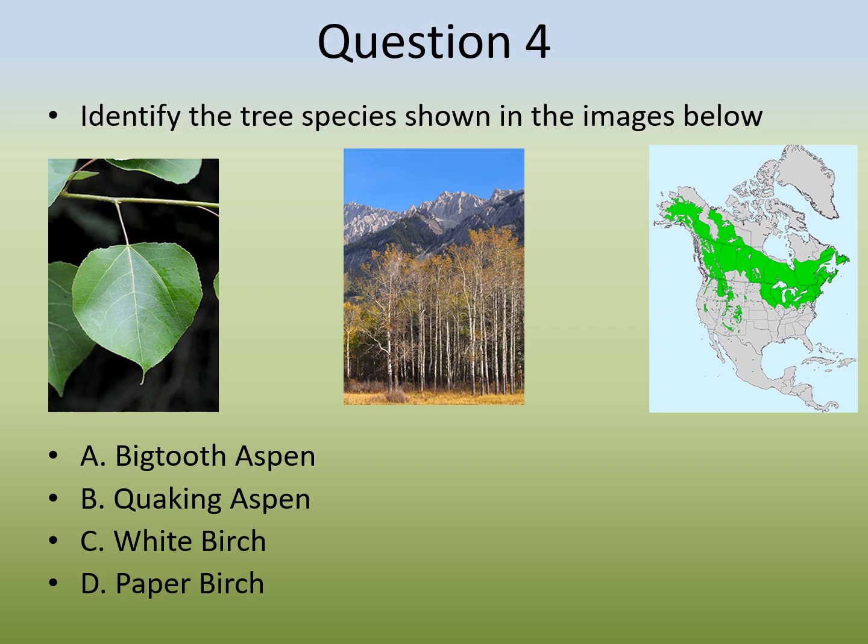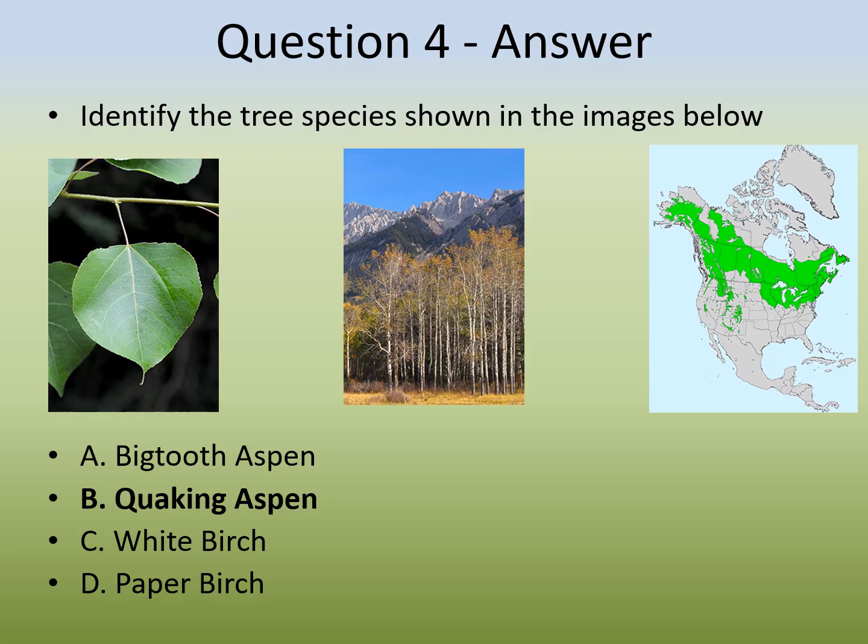Question 4. You can see a simple leaf shape there, some white bark with some large mountains in the background, and a range across the boreal forests. Is it A, big-tooth aspen, B, quaking aspen, C, white birch, or D, paper birch? The answer is B, quaking aspen.